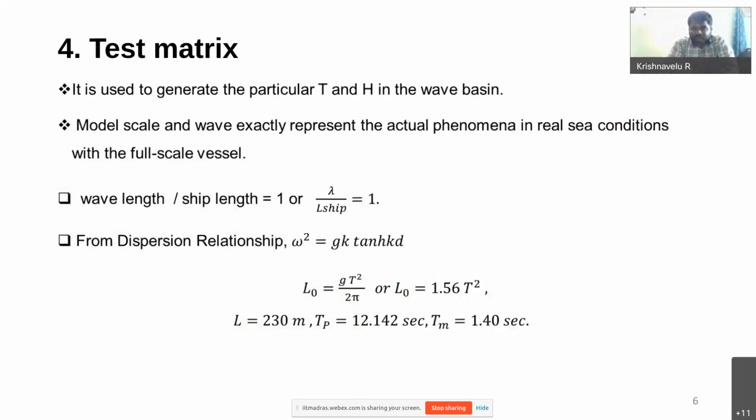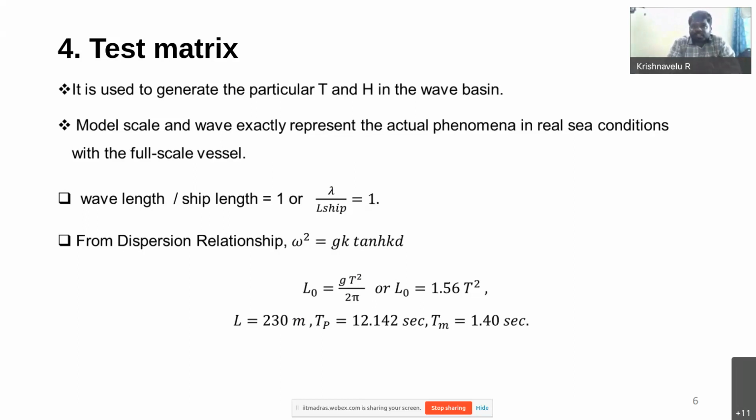Whenever we are going to generate the waves in the wave basin, we need to develop the test matrix. It is very important. First, we know the full scale of the ship, and we use the Froude number to make the model scale. In a similar way, we need to develop the test matrix for what kind of waves, which means which particular time period or wave height we are going to generate in the wave basin for each and every test.